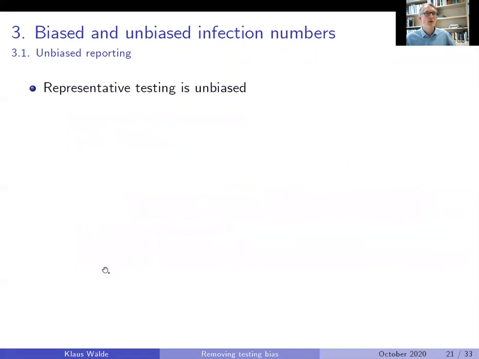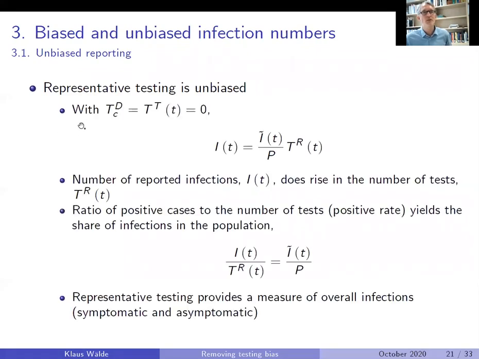The second way we could get unbiased testing is representative testing. This is pretty obvious. This is why we do representative testing after all.